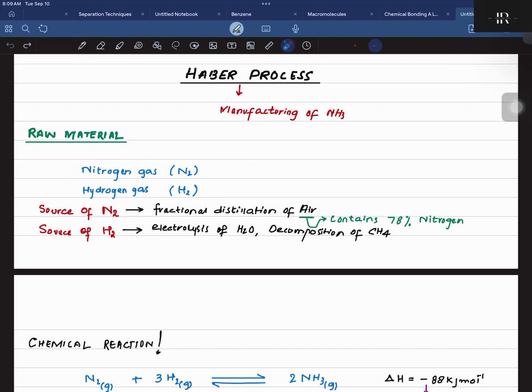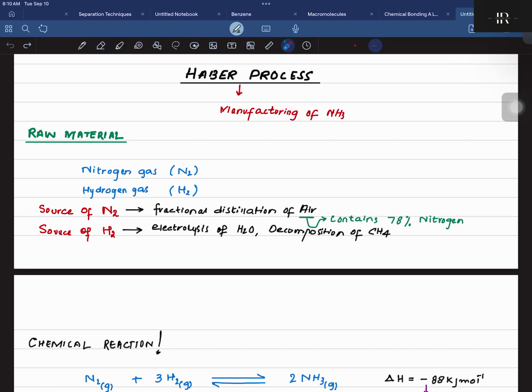So what is the source of nitrogen? Okay. So nitrogen can be obtained by the fractional distillation of air. This is the chapter that we would be discussing called environmental chemistry, air and atmosphere. In this chapter, we would be learning how we can distill air so that we can separate out nitrogen and also oxygen gas.